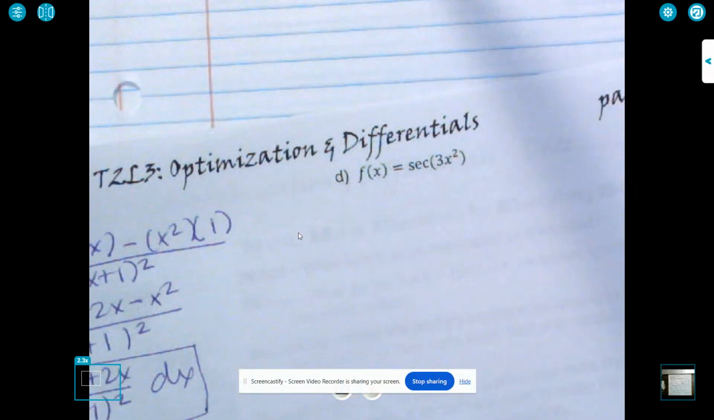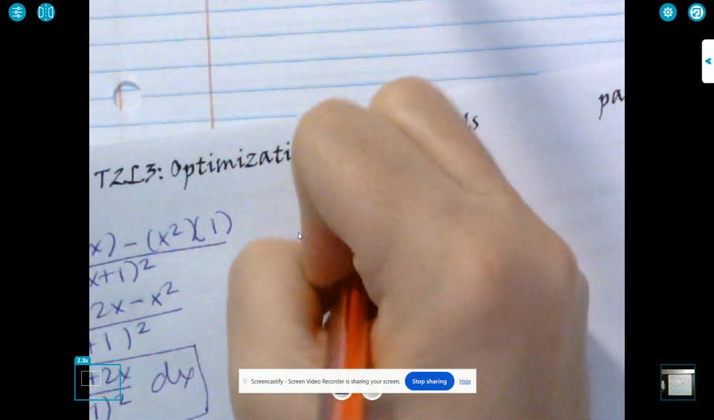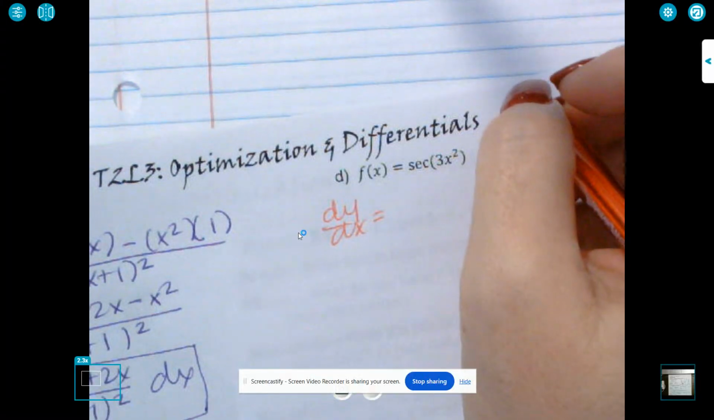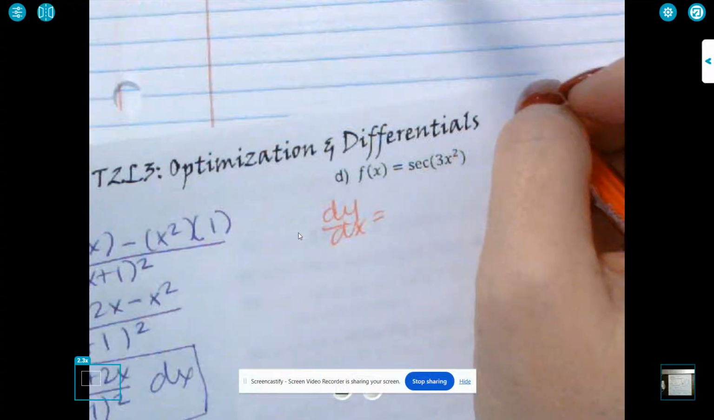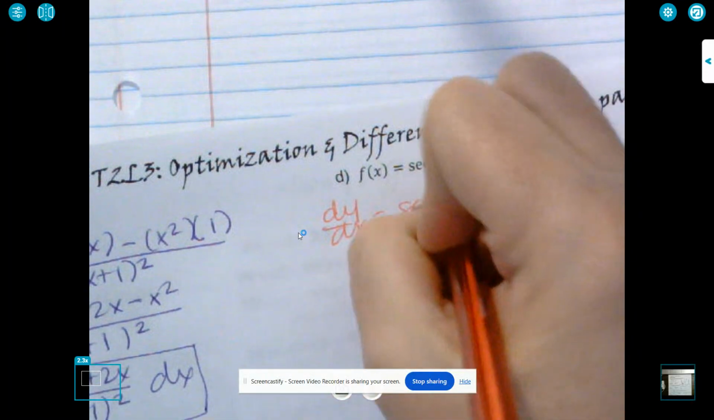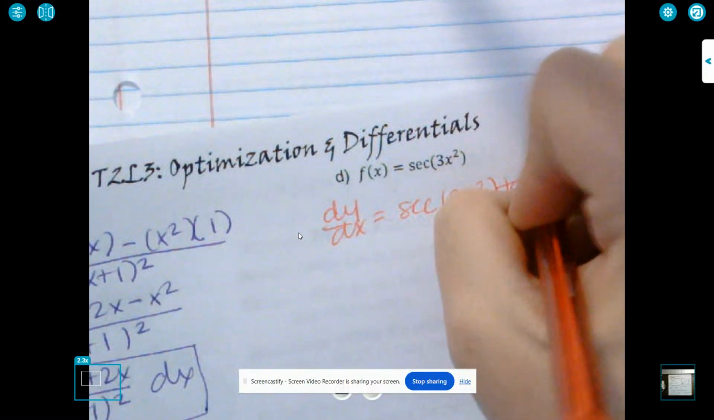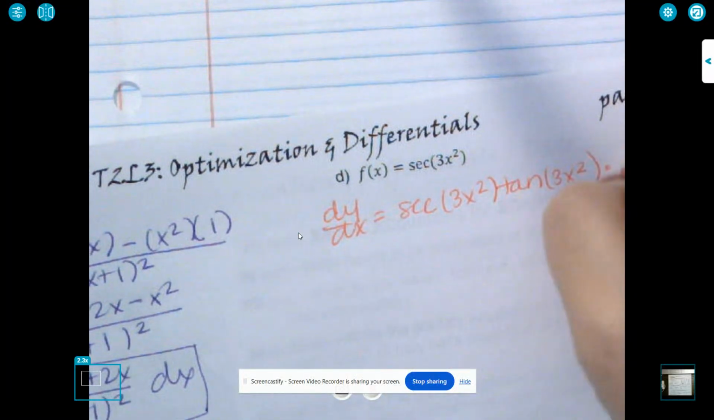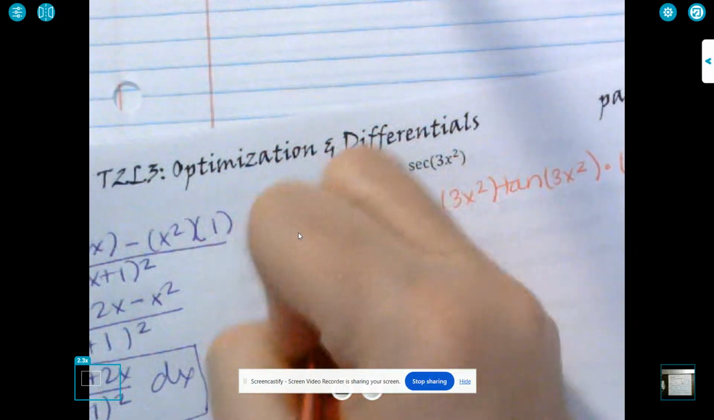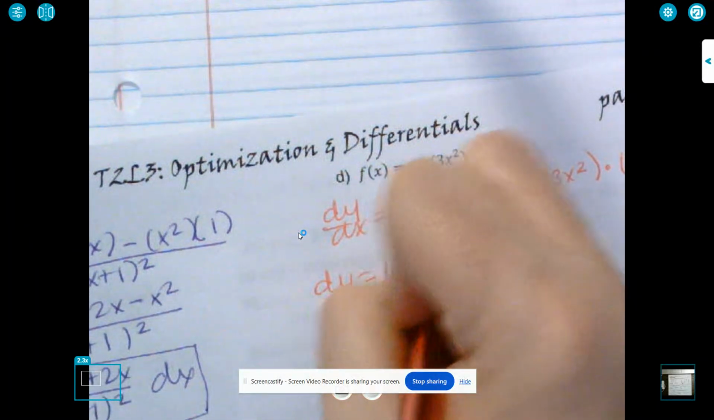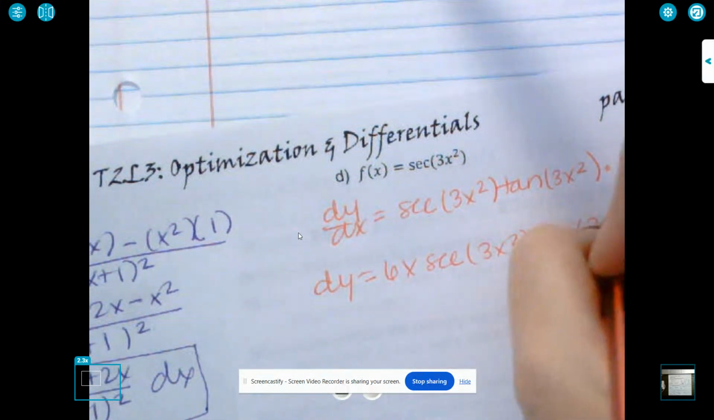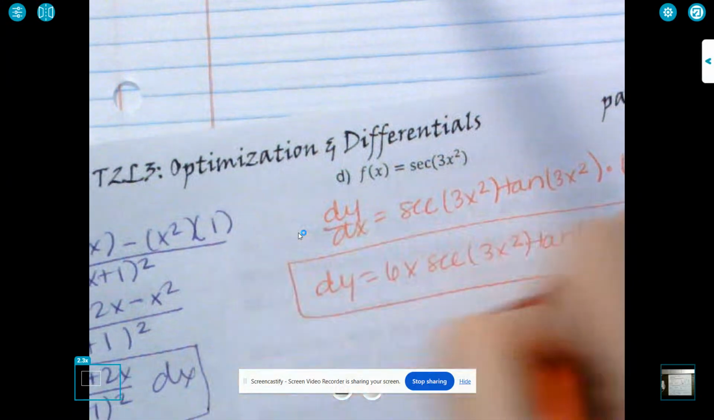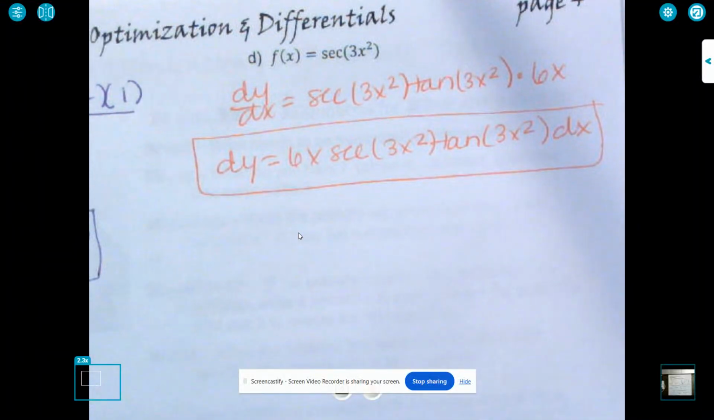All right, letter D. So dy/dx. All right, so we've got derivative here is going to be secant tangent times inside will be 6x. And that's it. Sorry, that was crooked.